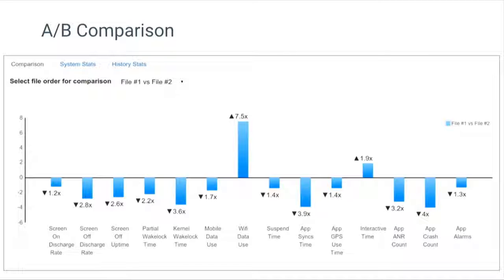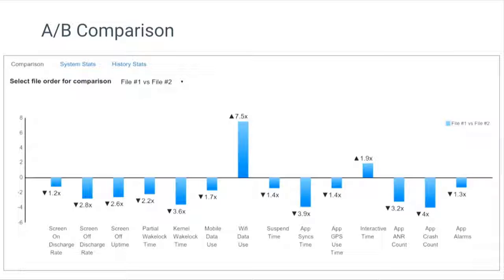So what you can do is you can upload 2 bug reports, a good case and a bad case, and the tool will highlight all the biggest differences that it sees between these 2 bug reports. So say, for example, it's comparing file 1 versus file 2, and it's telling me that file 1 has used 7.5 times more Wi-Fi data than the other. And the screen off discharge rate on, let's say the first one was less than 2.5 times, and a whole lot of other good stuff.